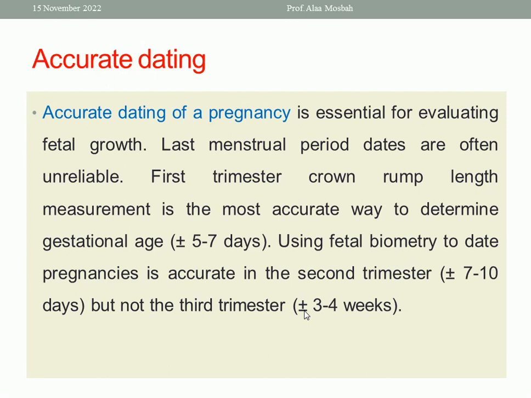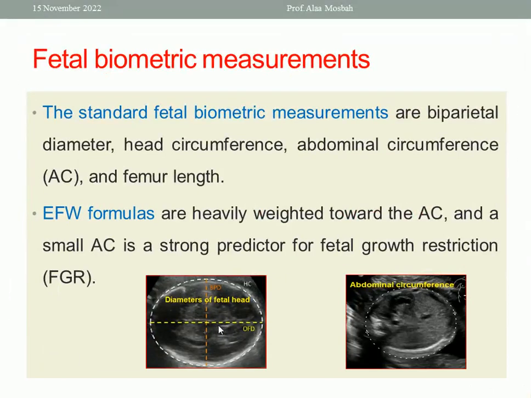So, as I said, we will start with accurate dating, then fetal biometric measurements. The standard fetal biometric measurements are biparietal diameter, head circumference, abdominal circumference, and the femur length. Expected fetal weight formulas are heavily weighted towards the abdominal circumference, and a small abdominal circumference is a strong predictor for fetal growth restriction.